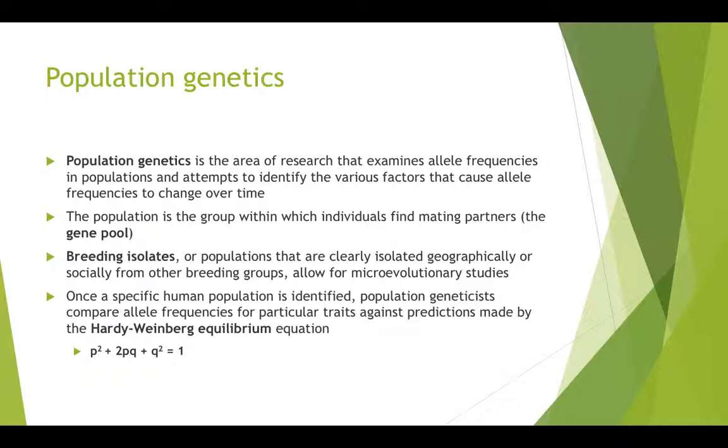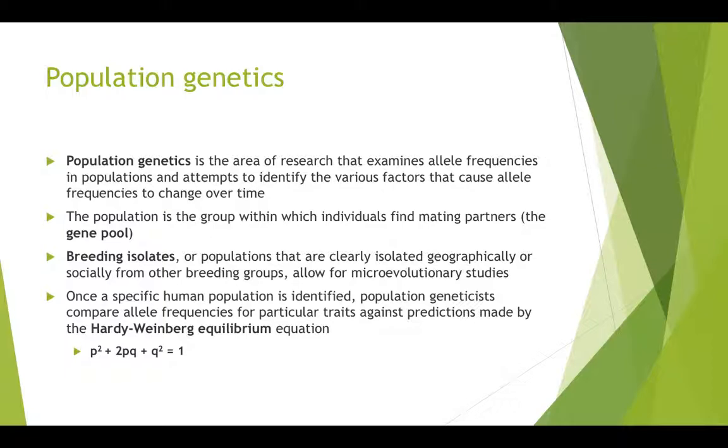But there can also be social things that circumscribe breeding populations. So, religious taboos, for example, the caste system in India, where we've got really strong social pressure to only marry and reproduce within your caste. So, what these breeding isolates allow is the opportunity to study microevolution, small scale evolutionary change between isolated populations.